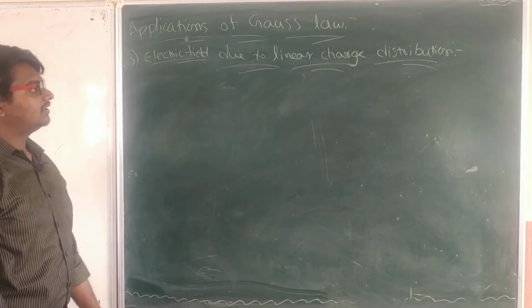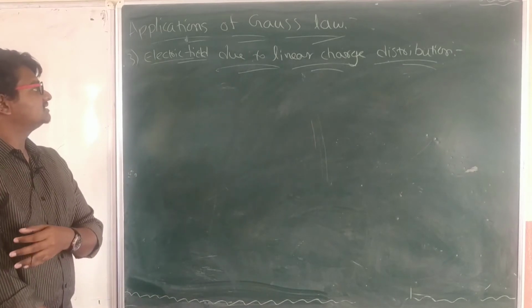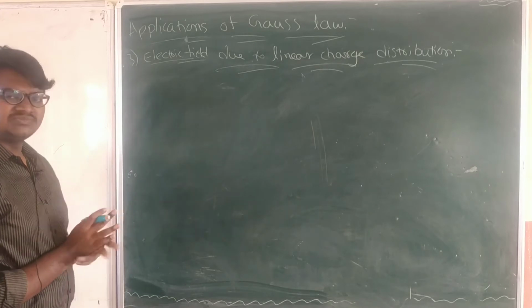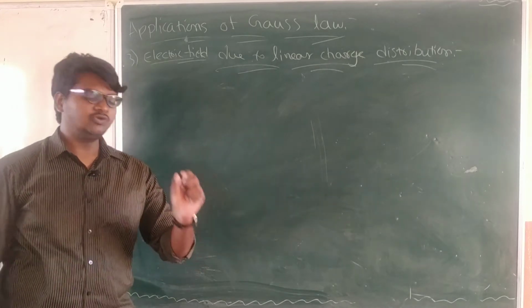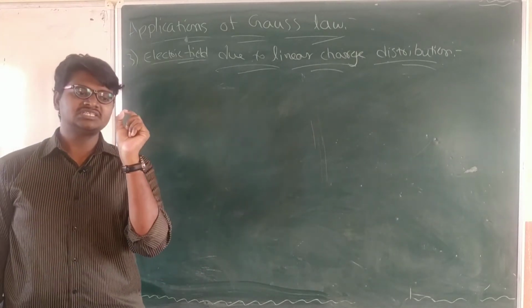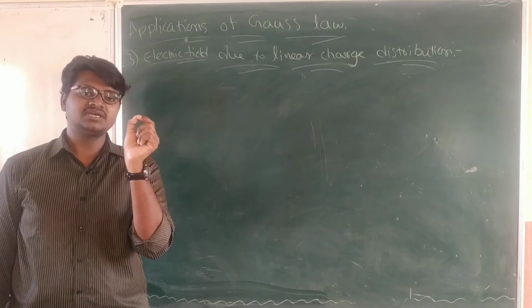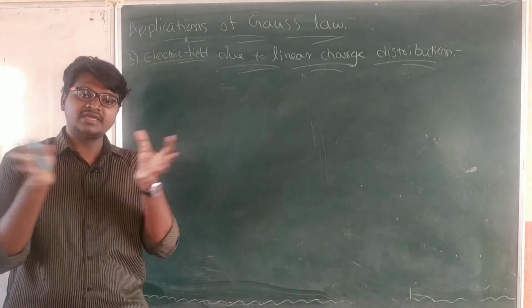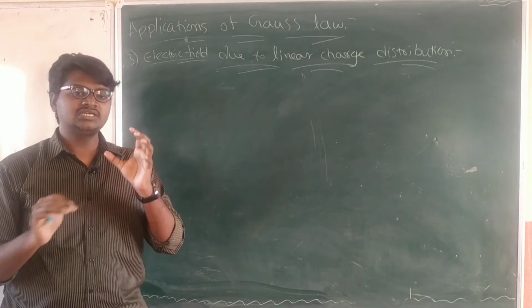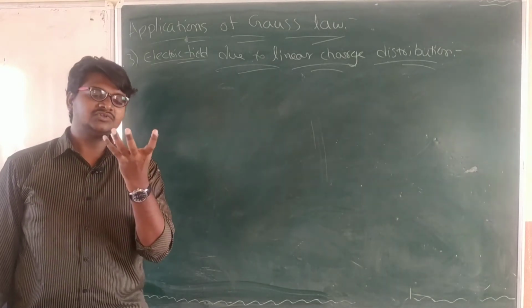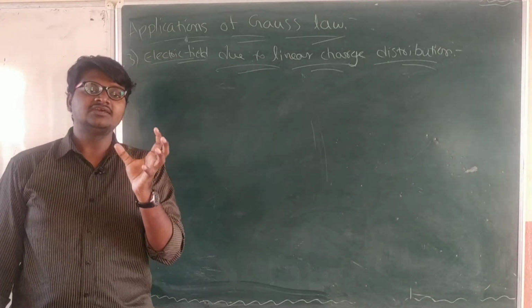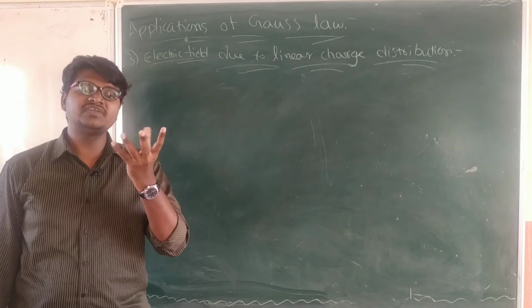Right. The next topic we will discuss is electric field due to a linear charge distribution. What is meant by linear charge distribution? We know what a point charge is, right? A point charge means a spherical charge that we consider, and it emits electric field equally in all directions, so that the wavefronts of those electric fields appear in the form of a sphere.